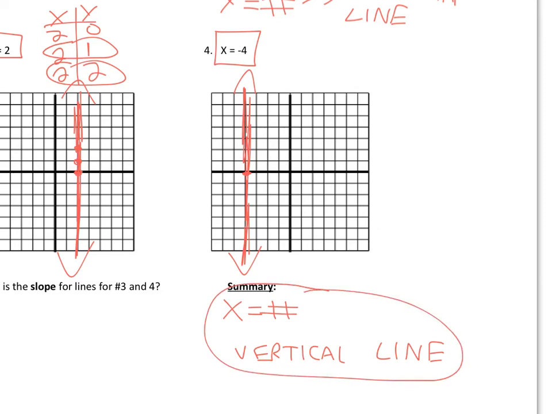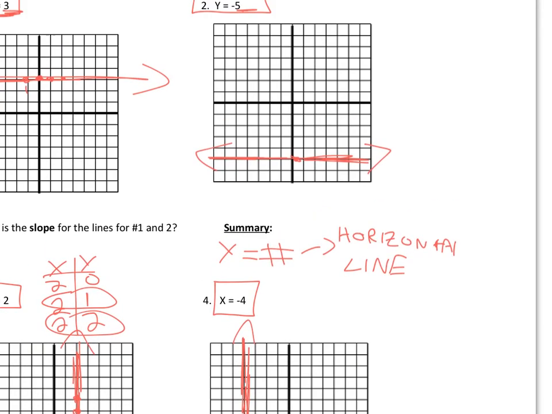Or if you get y to equal a constant, then you're going to get a horizontal line. All right, so you get either horizontal or vertical lines if you only have one variable in the equation.